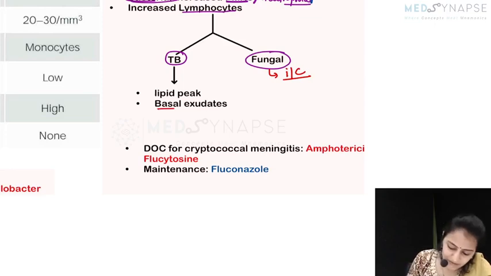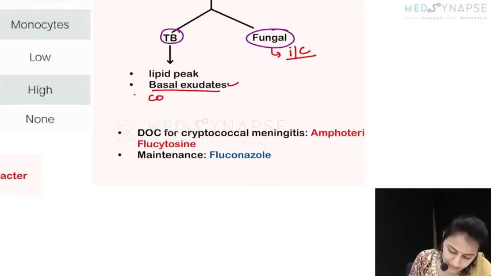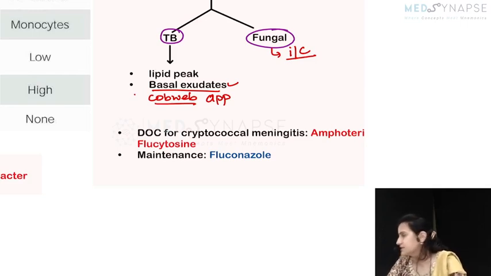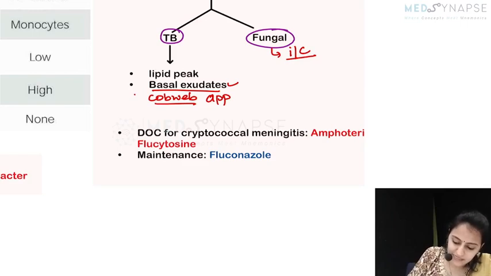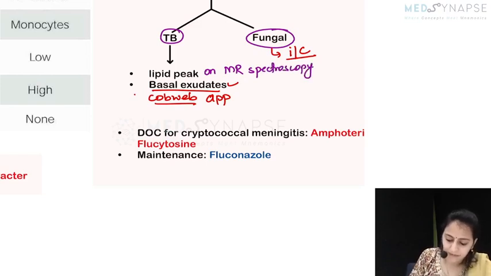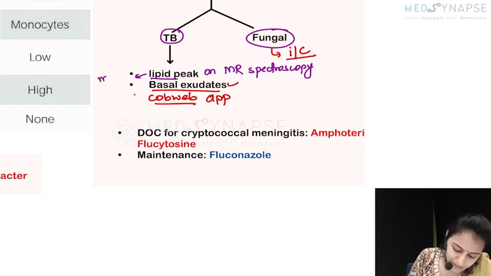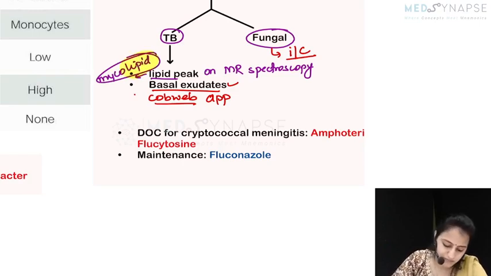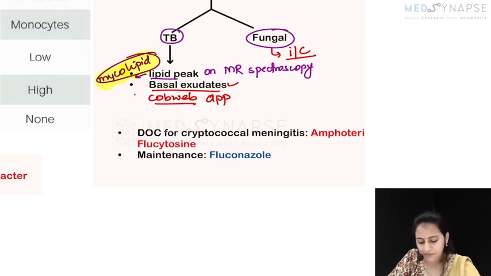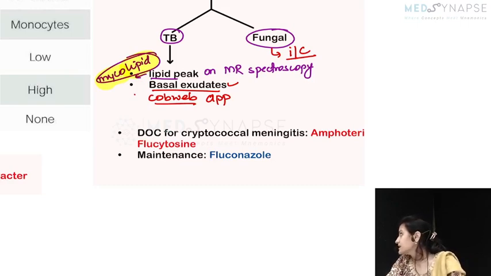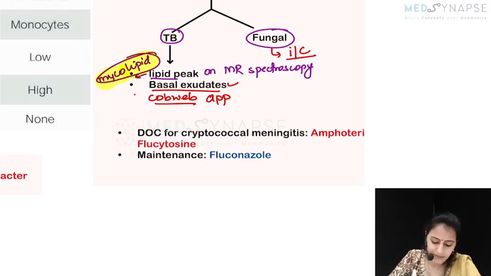TB, there will be a history of basal exudates. What coagulum? Cobweb. Right? The cobweb appearance, basal exudates. And you will see a lipid peak on MR spectroscopy. Right? What peak do you see in TB on MR spectroscopy? Remember lipid. Mycobacteria, remember, has lipid, mycolic. So it shows a lipid peak on MR spectroscopy. So fungal will be immunocompromised. This is a TB patient with lipid peak, basal exudates, cobweb.